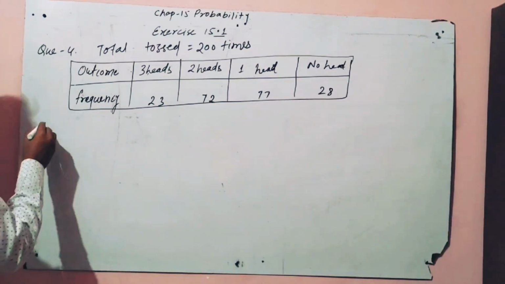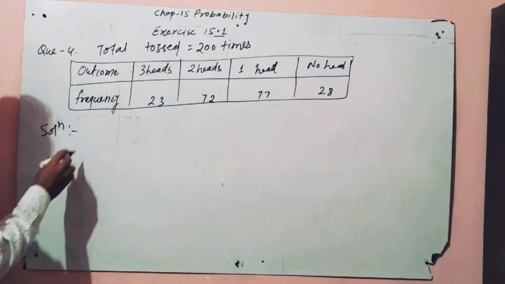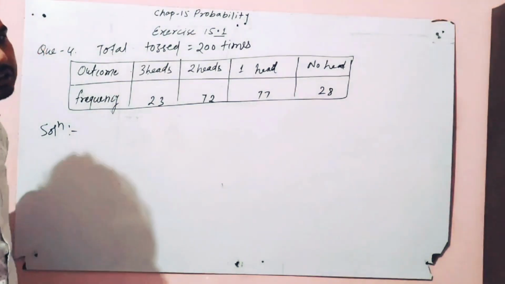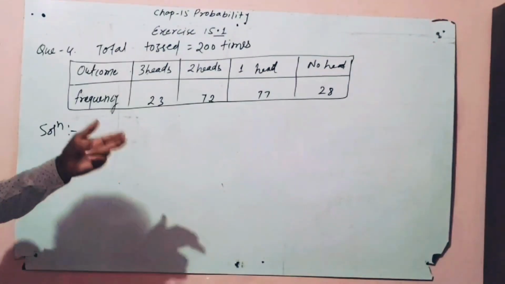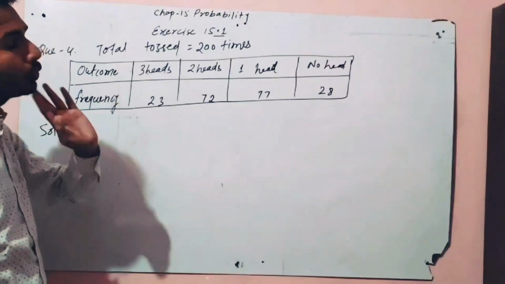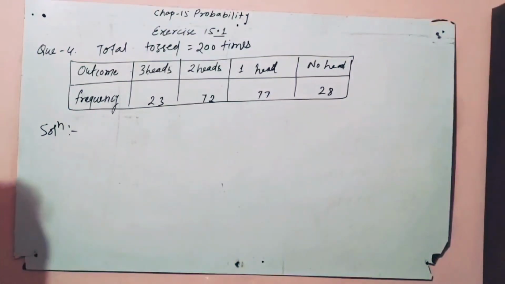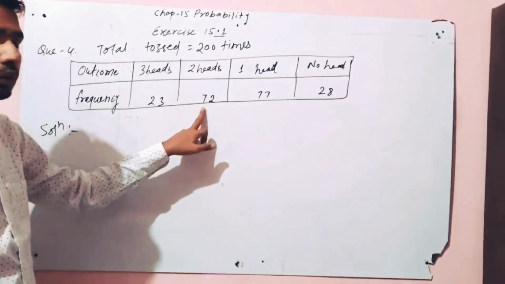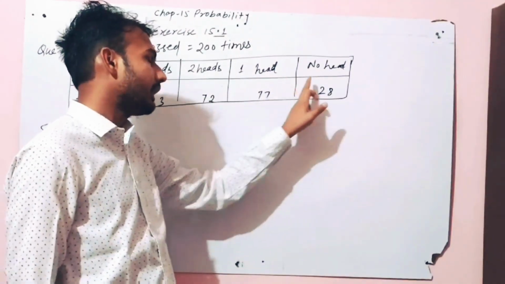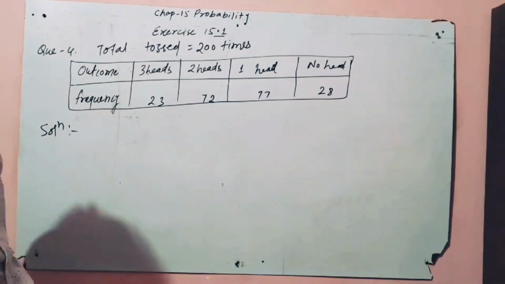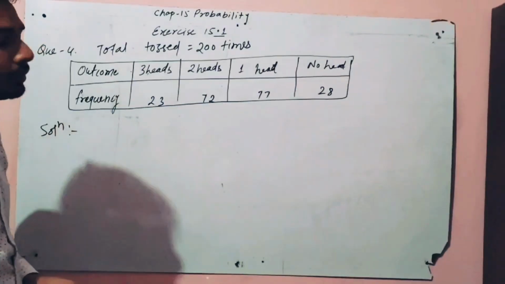For these two, it is quite an easy question, I can say. We are given that a coin is tossed 3 times simultaneously, a total of 200 times. So we got three heads 23 times, two heads 72 times, one head 77 times, and no head 28 times. They are asking the probability for two heads. If two heads come, what will the probability be?